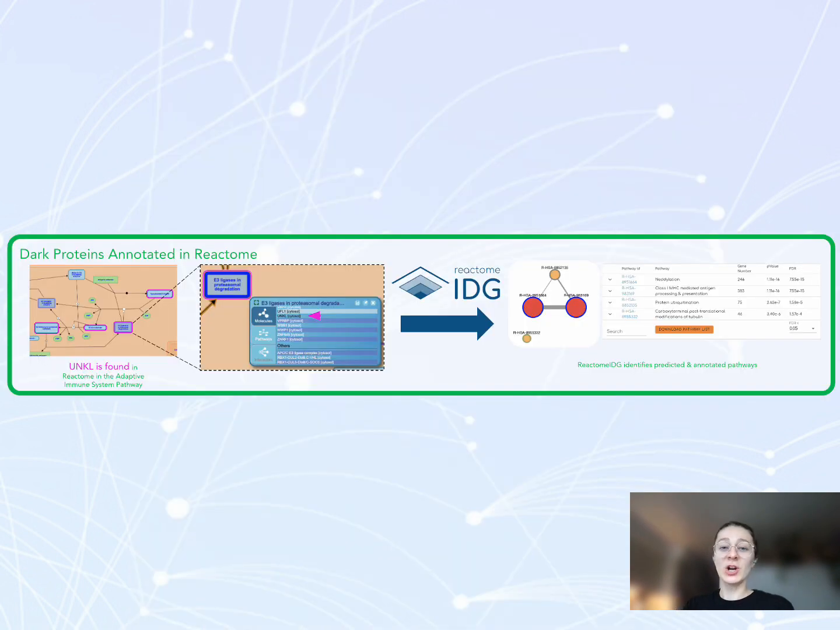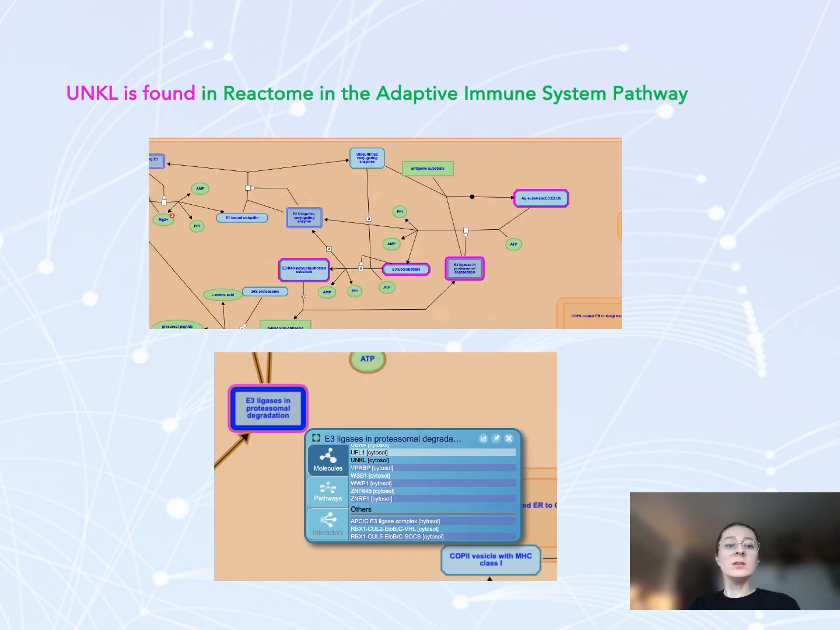An example of a dark protein that has been annotated within Reactome is UNCLE. UNCLE is found in the adaptive immune system pathway on the Reactome site. The complexes or entities that are outlined in magenta are predicted to functionally interact with UNCLE. For example, the E3 ligases in proteasomal degradation list UNCLE here under the Molecules tab.